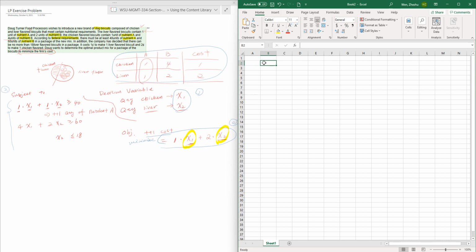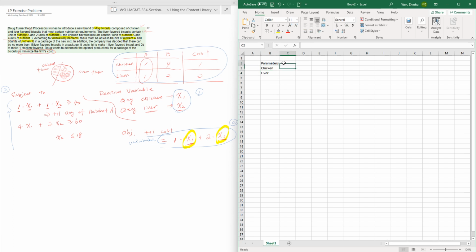So I'm just going to write down the parameters first. Chicken and liver, and you have nutrient A and nutrient B, of course, with values 1, 1, 4, 2. Now I'm also putting in the cost for each: 1 and 2. Those are all known parameters.